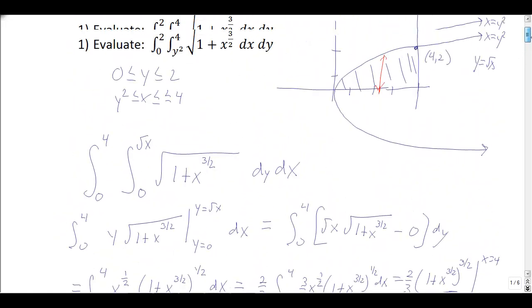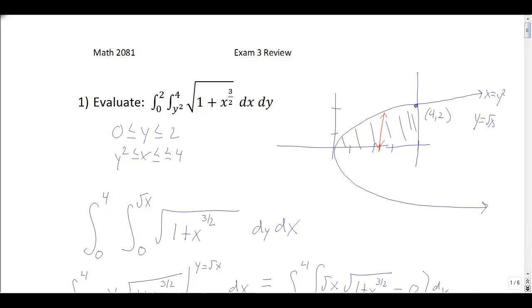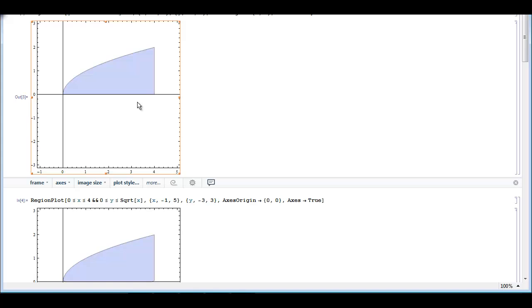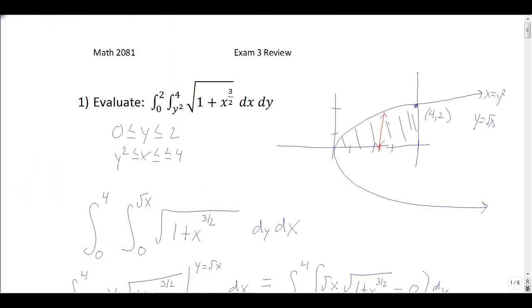Just a visual of what's going on with our region. I should have done this at the beginning probably, but this is our region. Here's a Mathematica plot of the region. Here I did it with both bounds. If you look up here in these criteria, you can see both bounds. But you see I get the same region here. And you can get a nicer picture than what I drew. But generally I think this is sufficient.